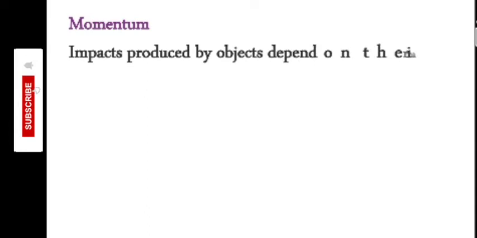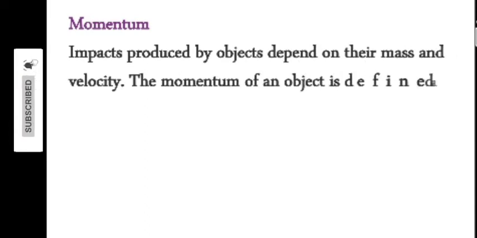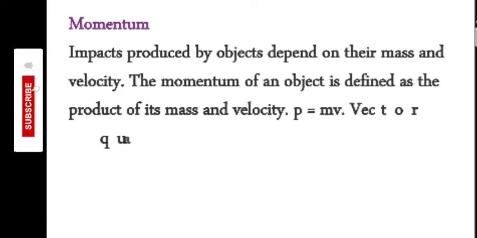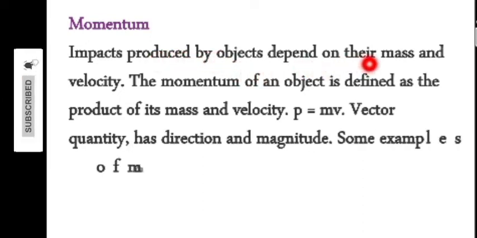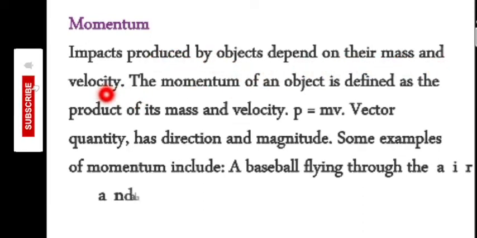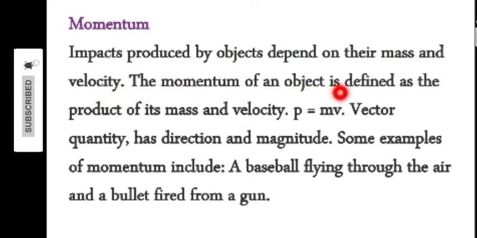Now, the next topic is momentum. Impacts produced by objects depend on their mass and velocity. The momentum of an object is defined as the product of its mass and velocity. P is equal to mass into velocity. It is a vector quantity, having a direction and a magnitude. Some examples of momentum include a baseball flying through the air and a bullet fired from a gun.